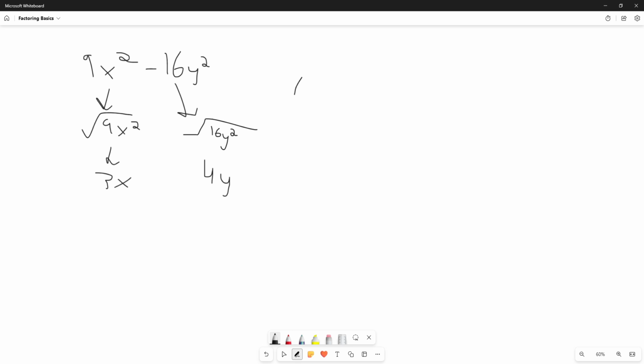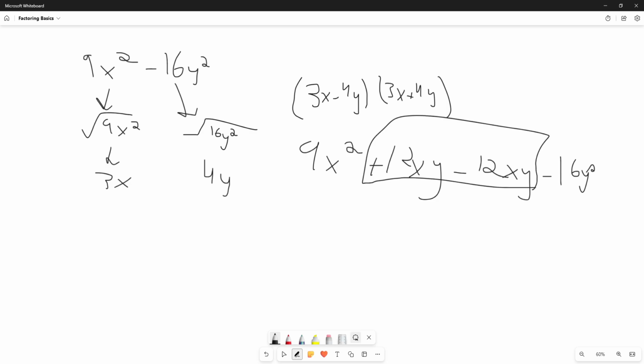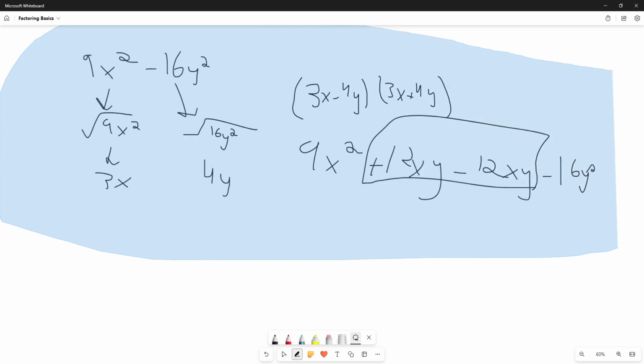Now we do the same trick. We do 3x minus 4y multiplied by 3x plus 4y. Now when we open it up, we have 9x squared plus 12xy minus 12xy minus 16y squared. Notice how these two terms cancel out. We can move on to another question.